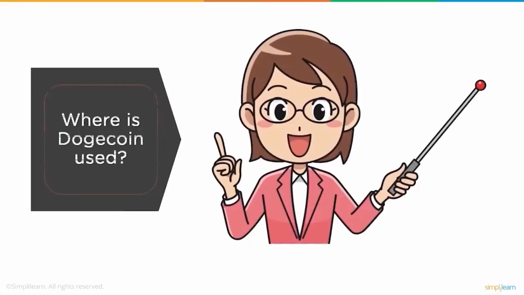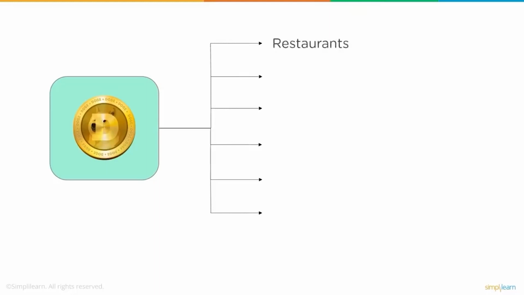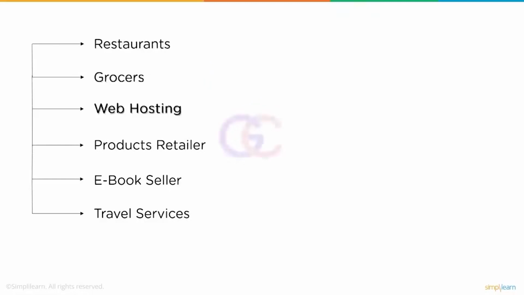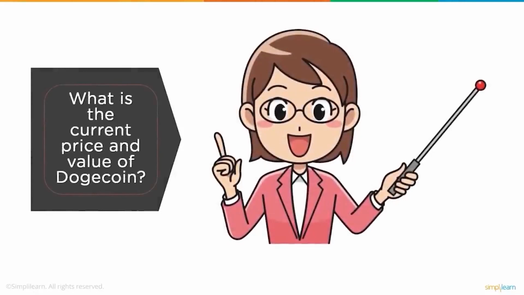Let's have a look at who uses Dogecoin. Today, many companies and firms like restaurants, grocers, web hosting, product retailers, ebook sellers, and travel services use Dogecoin for transactions. These are a few examples of companies in every sector that use Dogecoin. Grocers, Hello Pets, GamerHeats.com. For web hosting, Gamer. For product retailers, Meltdown and Nordex. Ebook seller, Cornell. And travel services like Velolio.it. This makes me curious about the current value of Dogecoin.